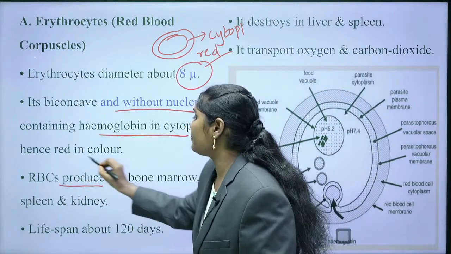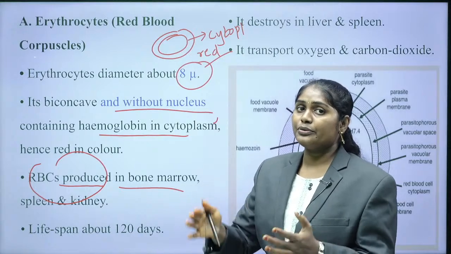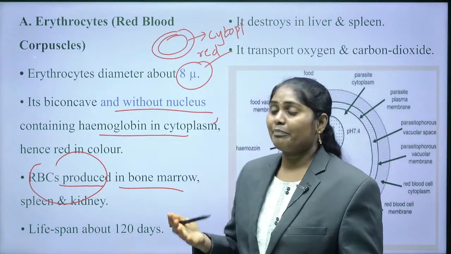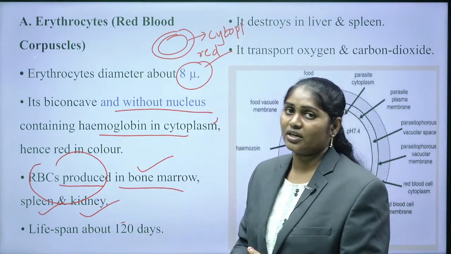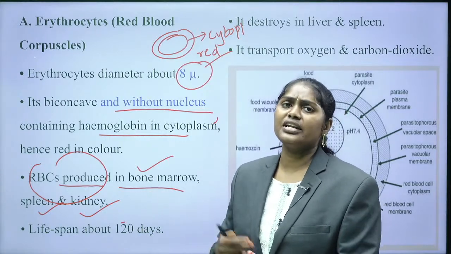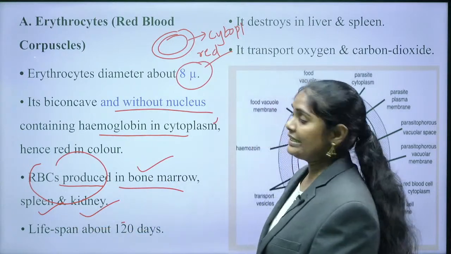And RBCs are produced by whom? This is very, very important. RBCs are produced from which part of your body? You will have so many options, but three things are involved: bone marrow, spleen and kidney. Three are involved in production of RBC, not only bone marrow but also spleen and kidney.